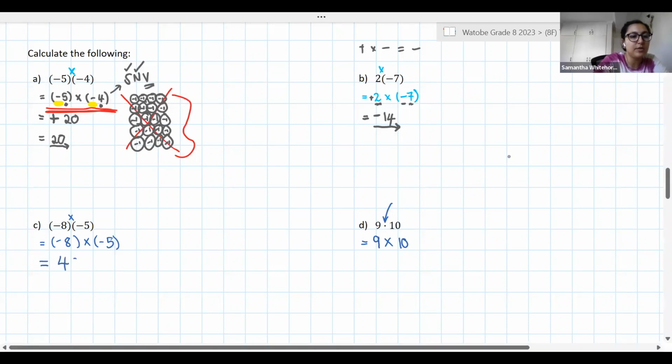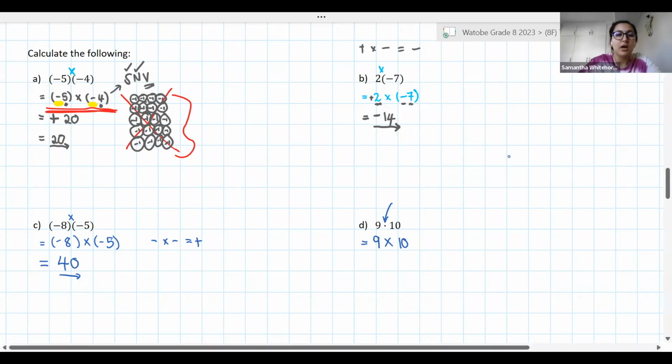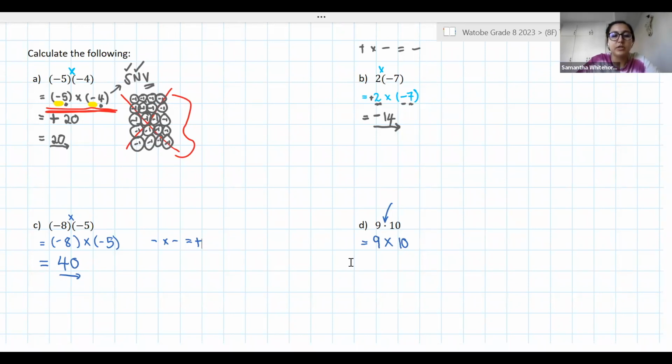Perfect. Really importantly there, a negative times a negative is a positive, exactly as Tyler said. Negative times negative is positive, so our answer is going to be positive. And then we move on to those numbers, 8 times 5, and 8 times 5 is, of course, 40.